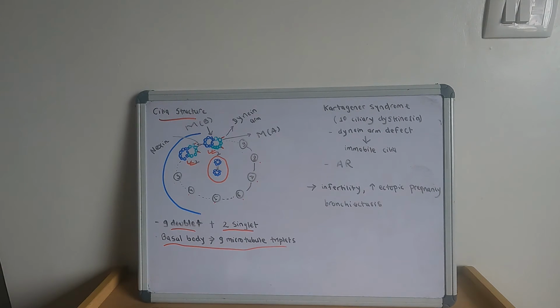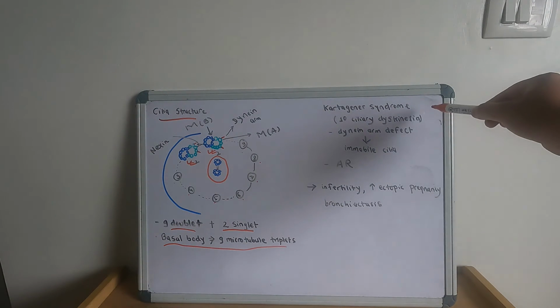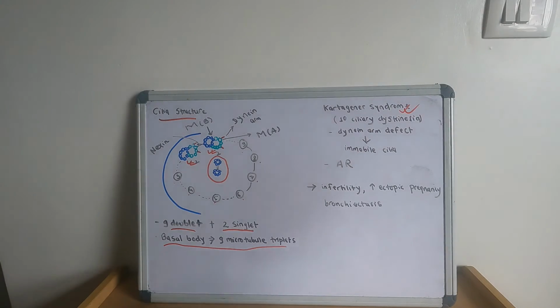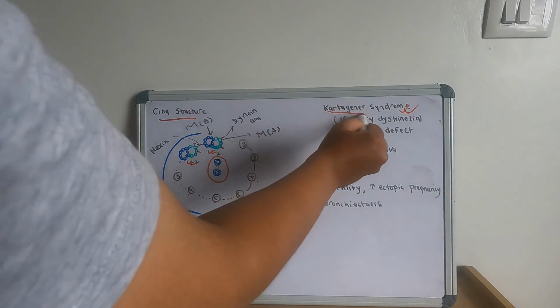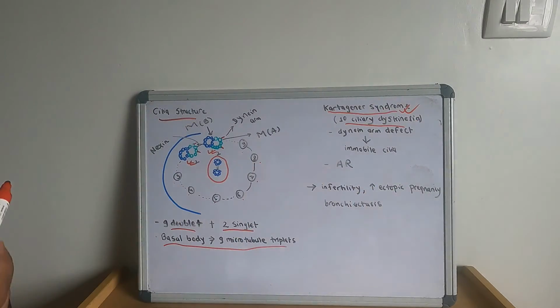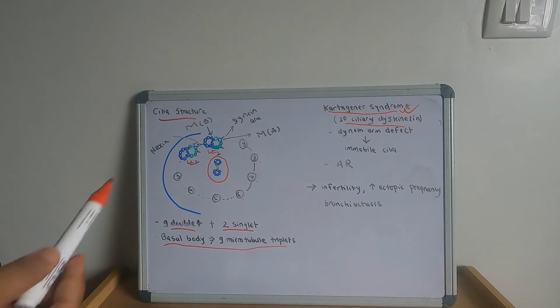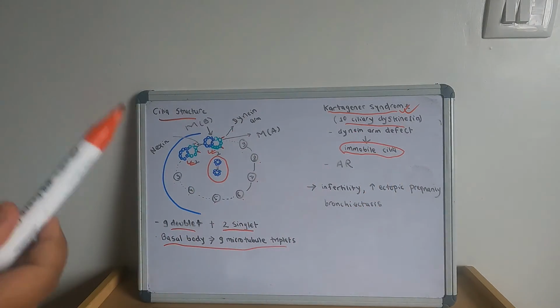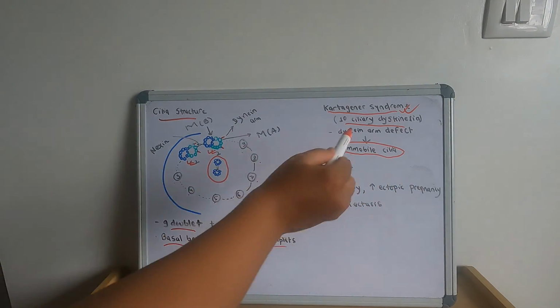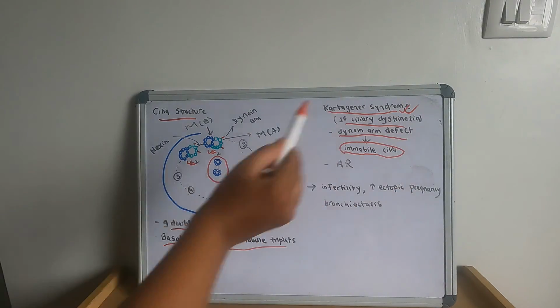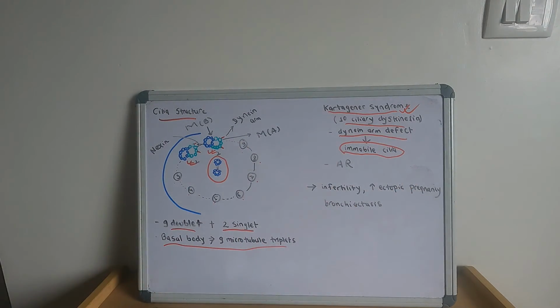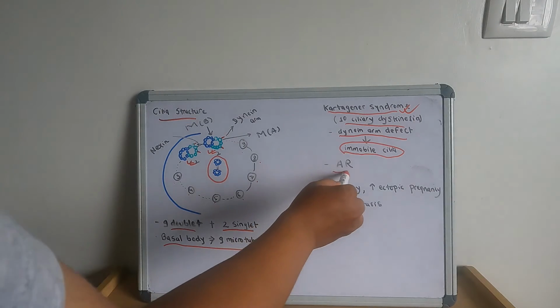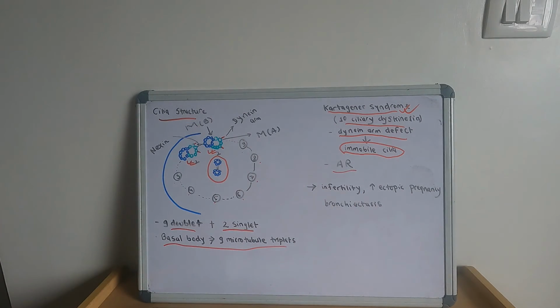Now let us move towards Kartagener syndrome. Kartagener syndrome is a primary ciliary dyskinesia. Here immobile cilia are present. The immobile cilia are due to a defective dynein arm. It is an autosomal recessive disorder.